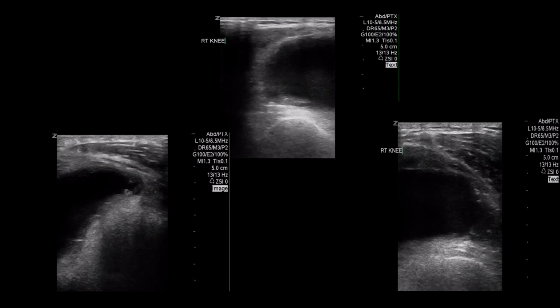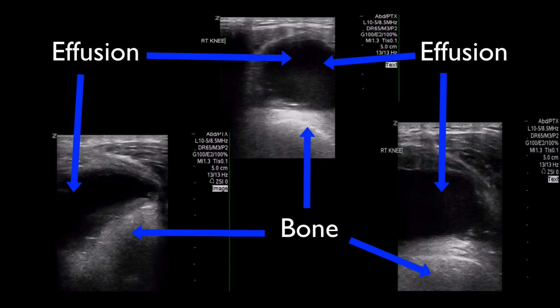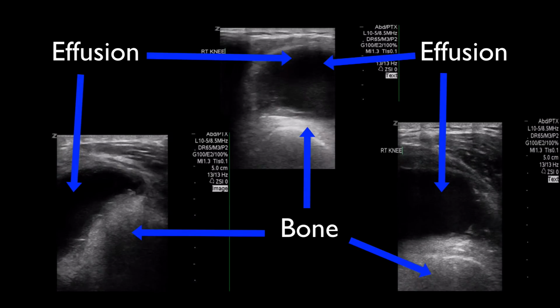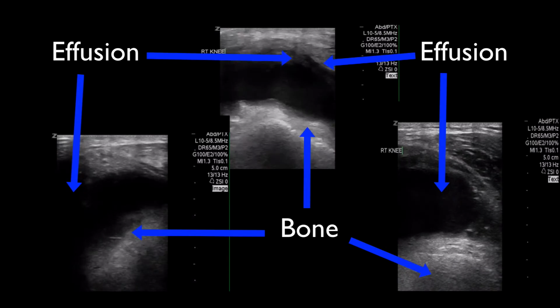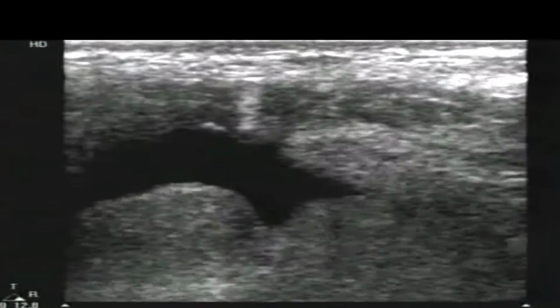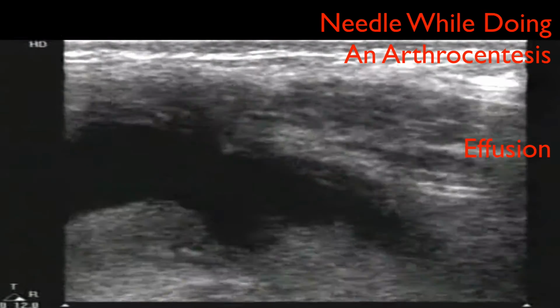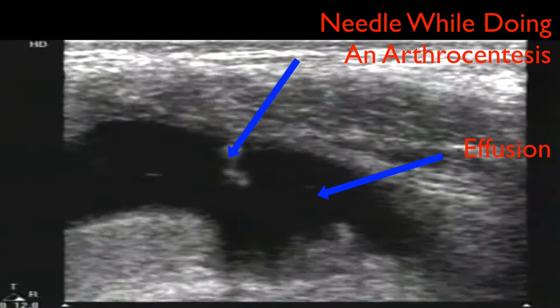You just put the high-frequency ultrasound probe right on the joint space, and when there's no effusion, you just see bright white bone underneath soft tissue, and it tends to shadow underneath the bone. If there's fluid, it's going to look like black or anechoic fluid around the joint space right on top of the bone. That's consistent with an effusion.